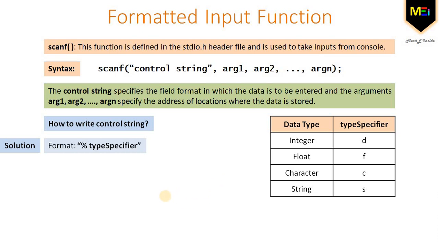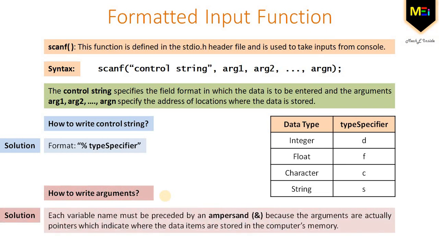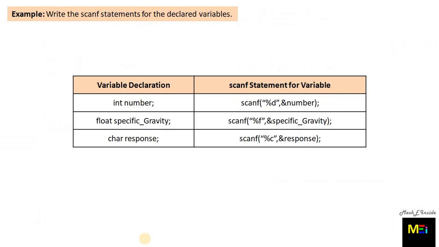Now the next thing is arguments. Now how to write the arguments? Each variable name must be preceded by an ampersand, because the arguments are actually the pointers which indicate where the data items are stored in the computer memory. Basically, you have to give the variable name in which you want to store that particular input by putting the ampersand character in front of the variable name. That is basically depicting the address of that particular variable name, or the address of that memory location wherever the input is going to be stored. Let's have an example to understand the syntax more clearly.